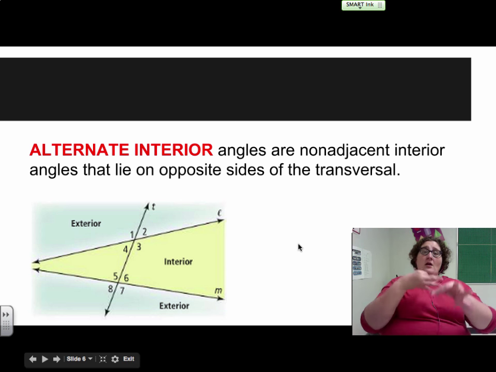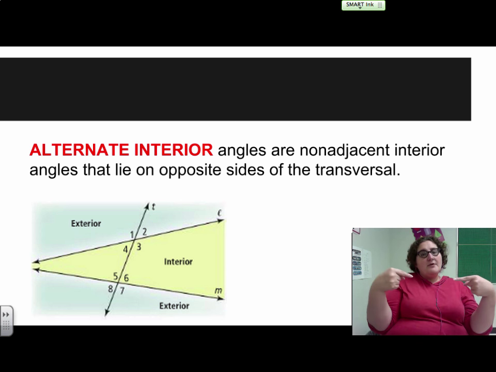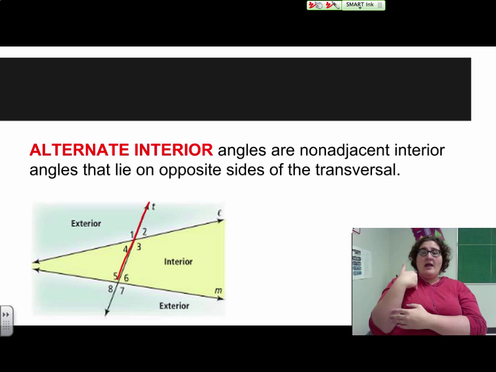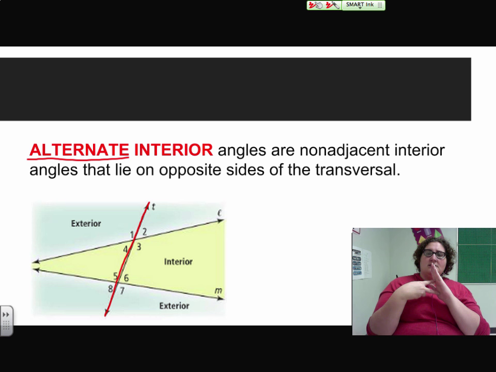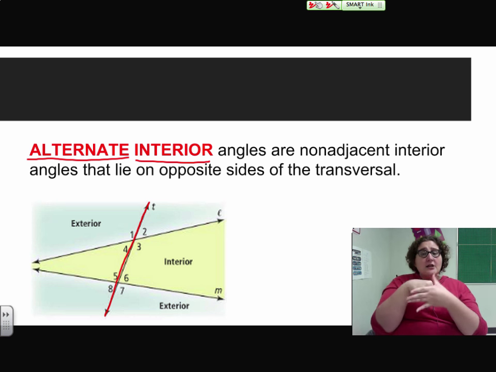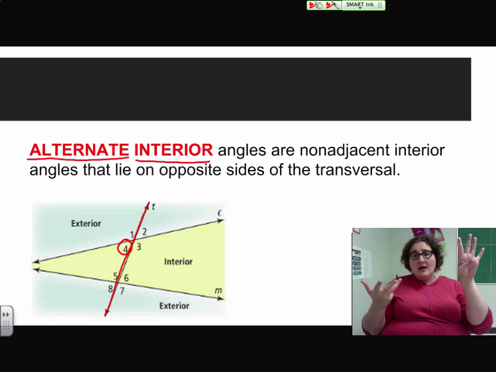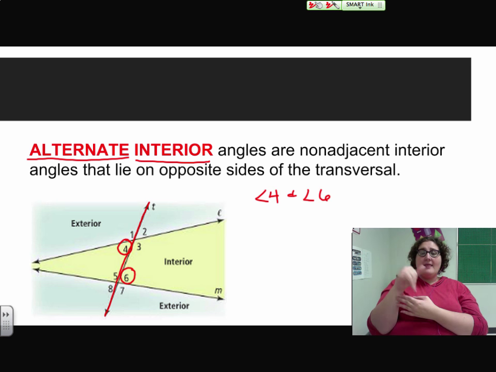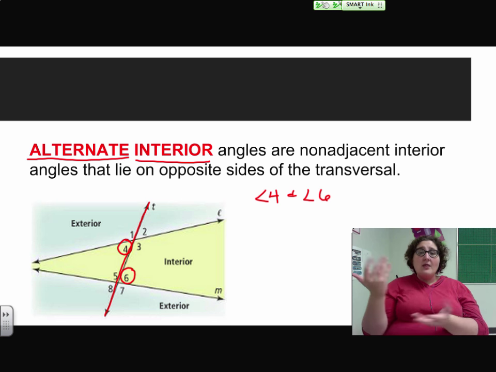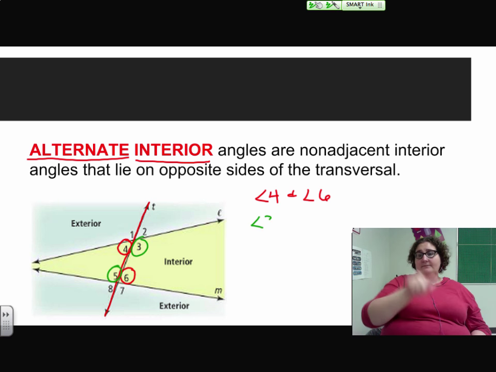Alternate interior angles are non-adjacent interior angles that lie on opposite sides of the transversal. So here we have our transversal, and the word alternate means that they're on alternating sides, and interior means on the inside. So if I have angle 4, it has to be on the opposite side and still on the interior, so that means 6. So angle 4 and angle 6 would be an example of alternate interior angles. Another pair of alternate interior angles would be 3 and 5 because they're on alternating sides of the transversal, and they're both on the interior.